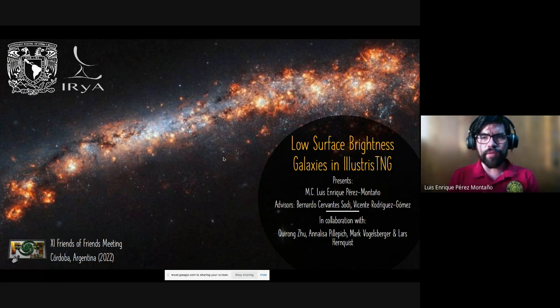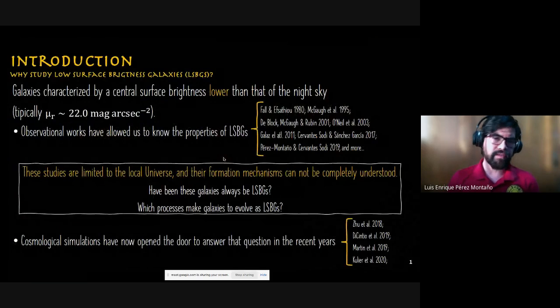So today I will present low surface brightness galaxies in IllustrisTNG. It's part of my PhD thesis. I've been working with Bernardo Cervantes and Vicente Rodriguez here in Mexico, and in collaboration with many members of the Illustris collaboration.